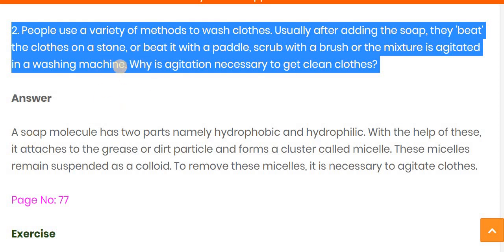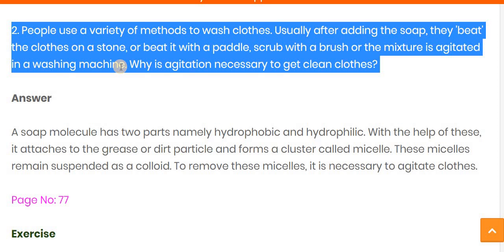As we know, a soap molecule has two parts, a hydrophobic region and a hydrophilic region. The hydrophobic region is the water-hating portion, and the hydrophilic region is the water-loving portion, and due to this property the micelle structure is formed. In that structure, wherever the dirt particle is present, the carboxylic tail is attached to the dirt, and at the other end the ionic polar region is there. Due to this property it forms a cluster-like structure, and that is called the micelle.